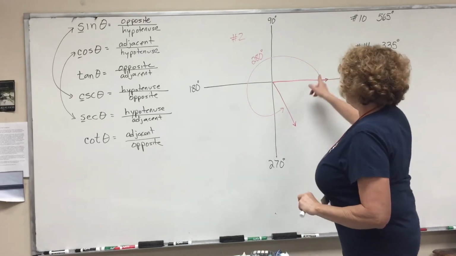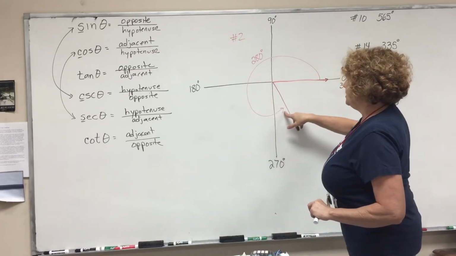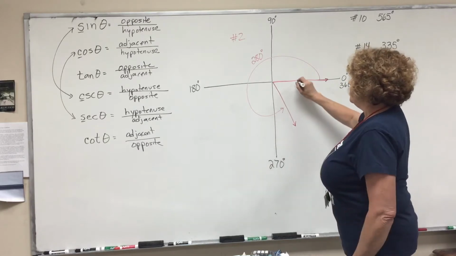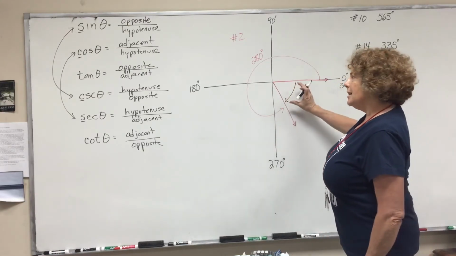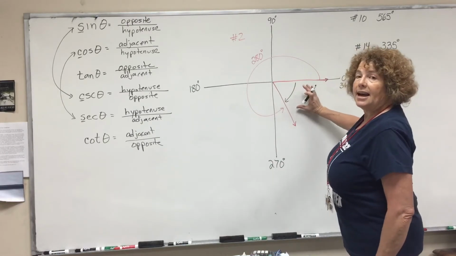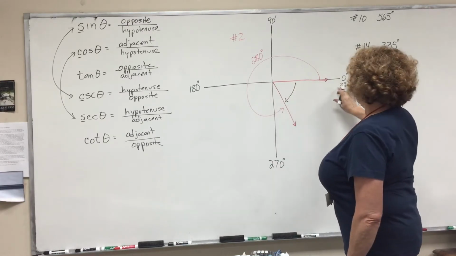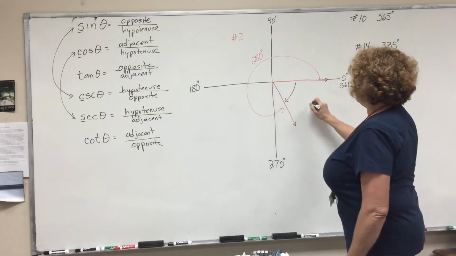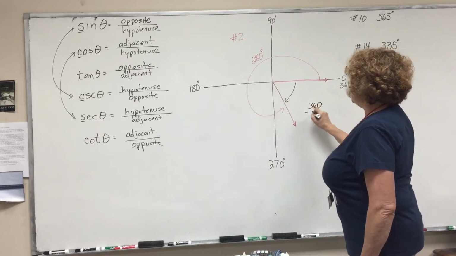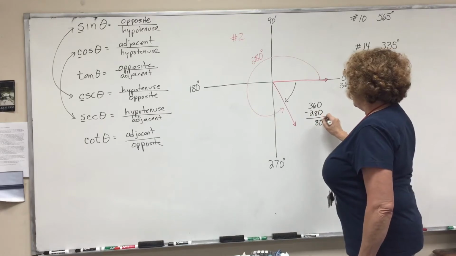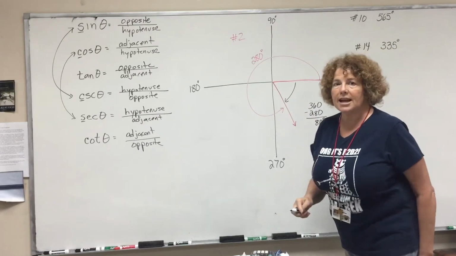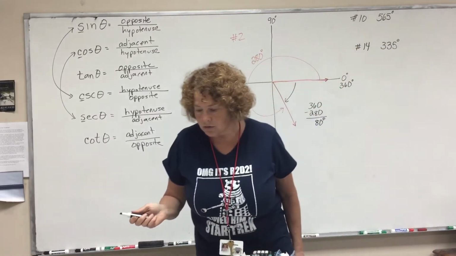Okay, so if this is 280 degrees, our reference angle would be this angle, because it's the angle that's less than 90 degrees. So if I do this, I can just say 360 minus 280, okay? And this will give me 80 degrees. So my reference angle would be 80 degrees.